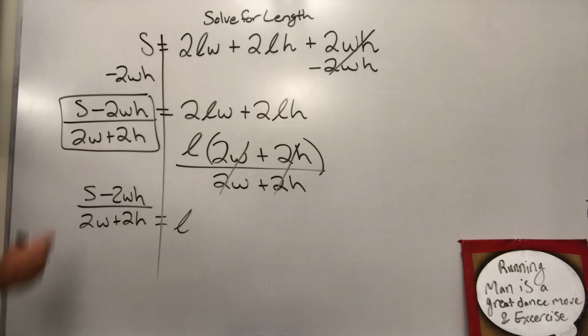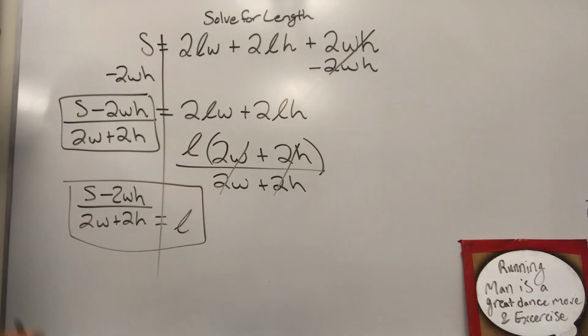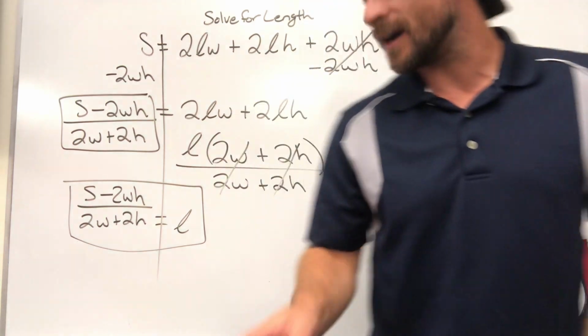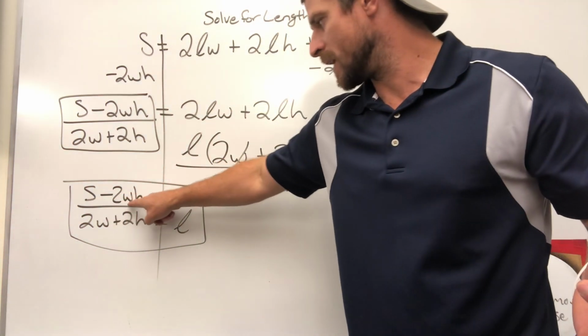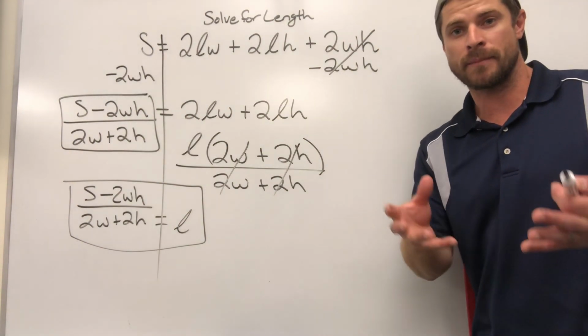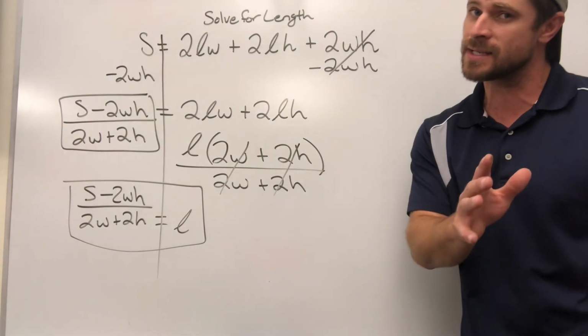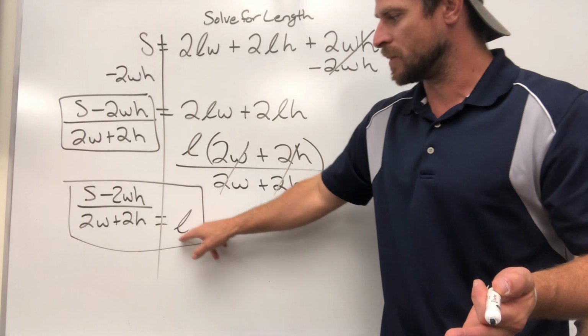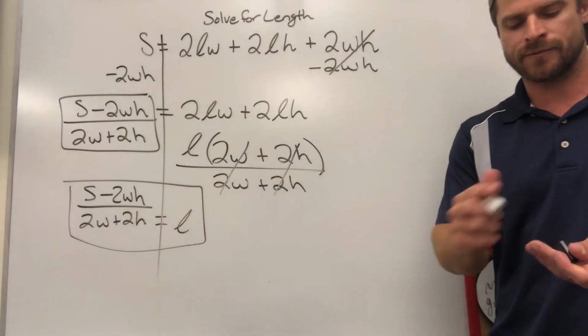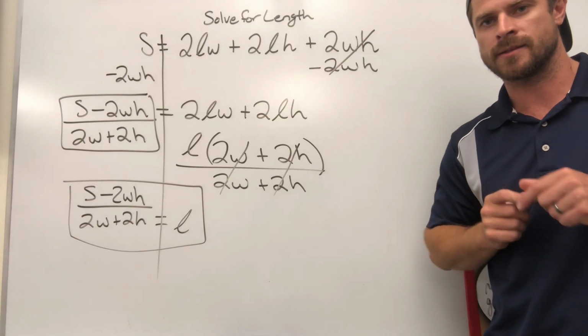And now I have an equation, a formula for finding L if I only have the surface area, the width, and the height. So this would be something you'd want to do if you were given pieces of information and the one piece of information you're missing is the length, but you have the width, the height, and the surface area. You could then plug it into this formula to determine what your length is.